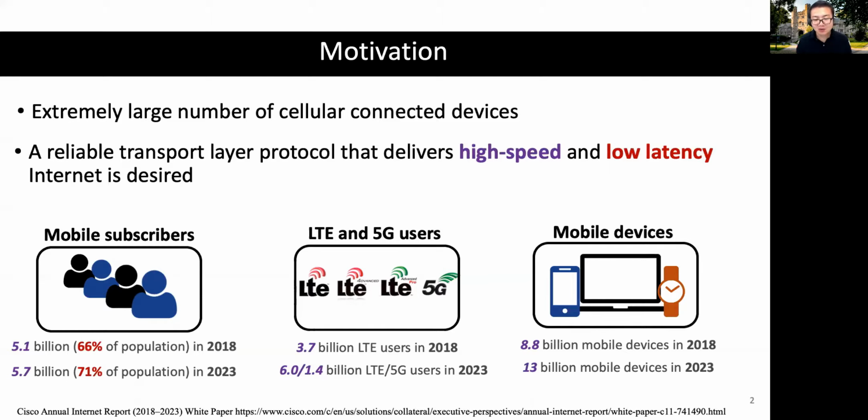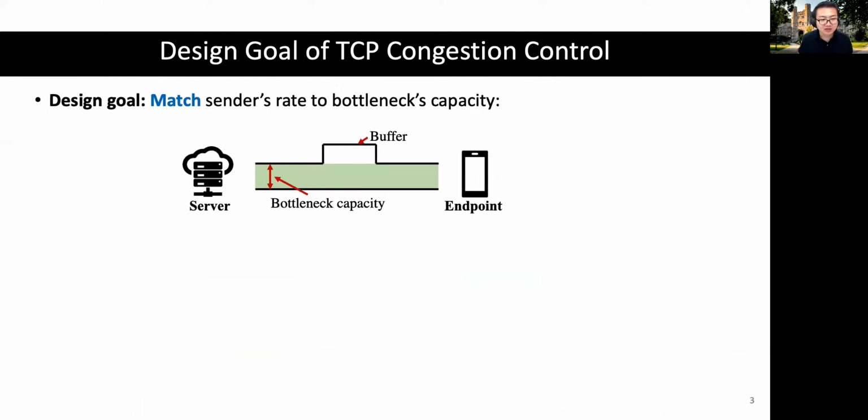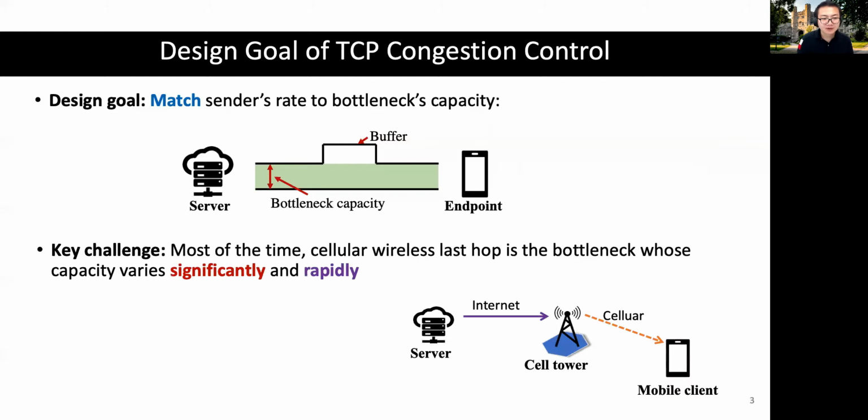To guarantee high speed and low latency, we need a robust congestion control at the transport layer. If we model the transport layer connection as a pipe, then the size of the pipe is determined by the bottleneck capacity. The design goal of modern congestion control algorithms like BBR is to match its sending rate to the bottleneck capacity. This job became very challenging in cellular networks, as most of the time, the cellular wireless last hop is the bottleneck, whose capacity varies significantly and rapidly.